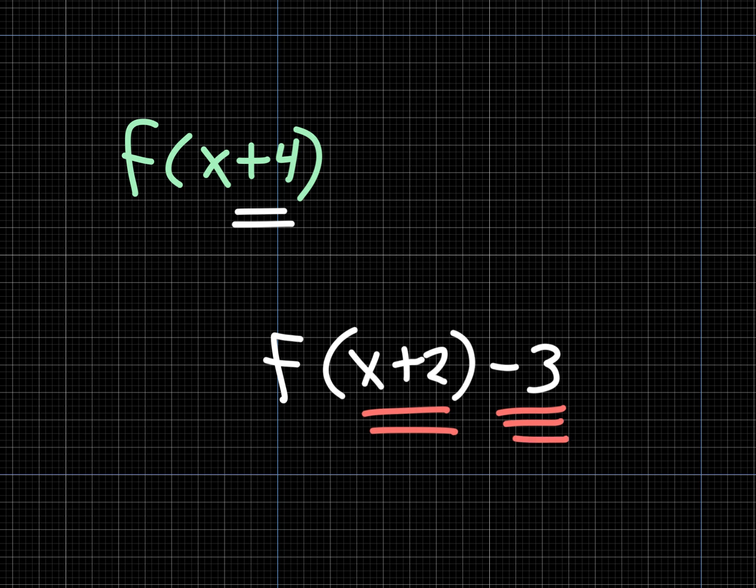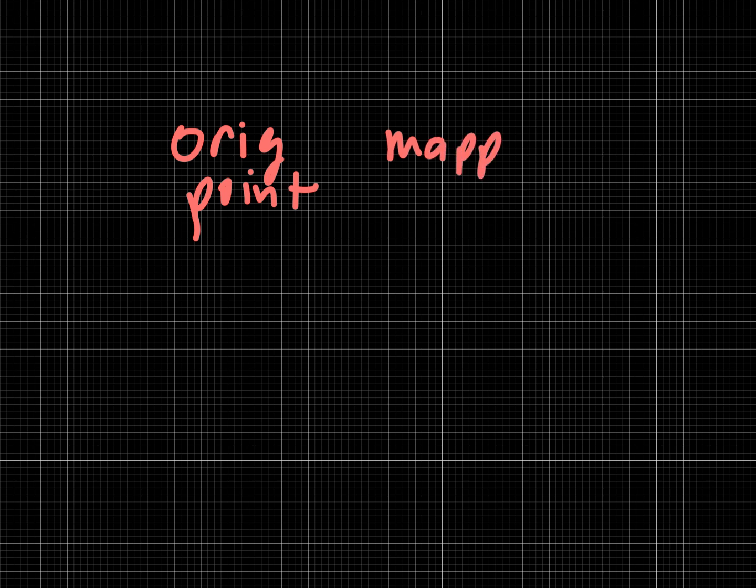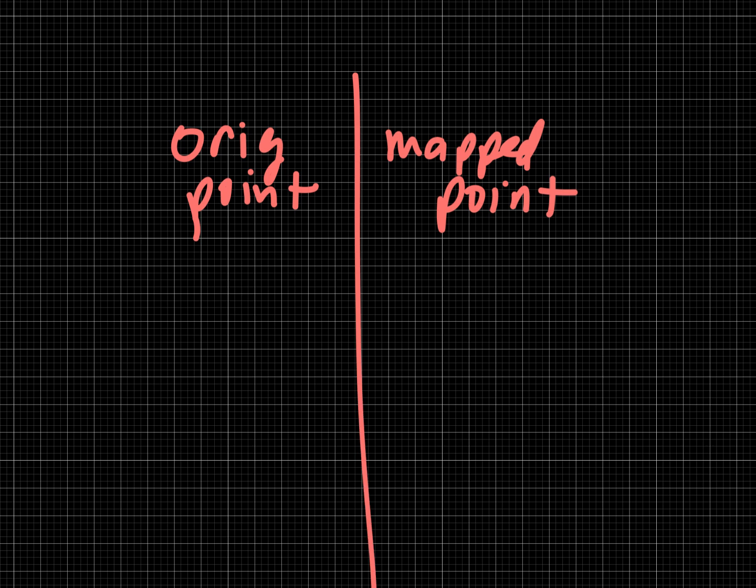Okay, so some of the problems at the beginning of your homework are going to give you a chart, and they're going to say that you have your original point, and then they're going to say the mapped point. That's the transformed point. So if you had an original point at 0, 0 on the graph, and then your mapped point goes to 0, 3, do you get that the x stayed the same and the y went up by 3?